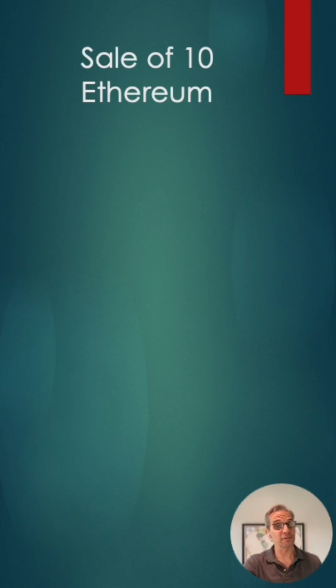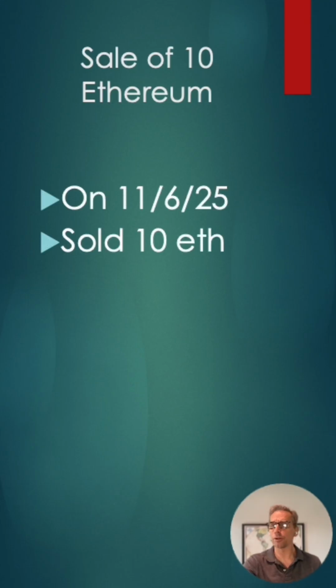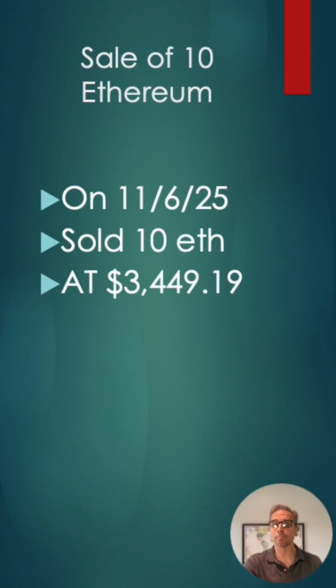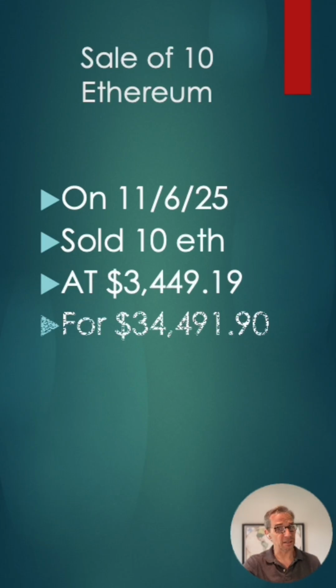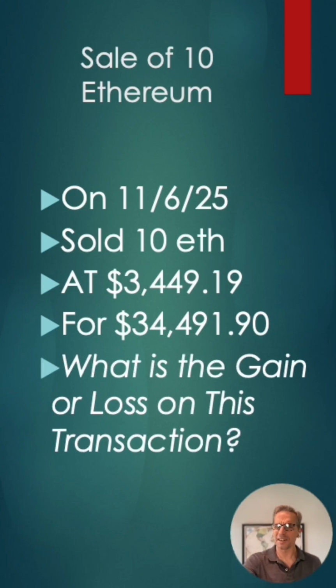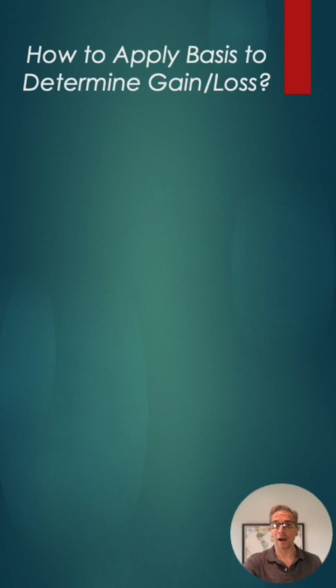Okay, now we've got our first sale event. In November of 2025, we sold 10 ETH at a then price of $3,449, giving us total proceeds of $34,491. Now, remember, proceeds are not gain or loss. They are just proceeds, the amount of money that you sold your property for. What's the gain and loss on this transaction? Now, how are we going to apply the basis to determine the gain or the loss? That's the whole point of these accounting methods.